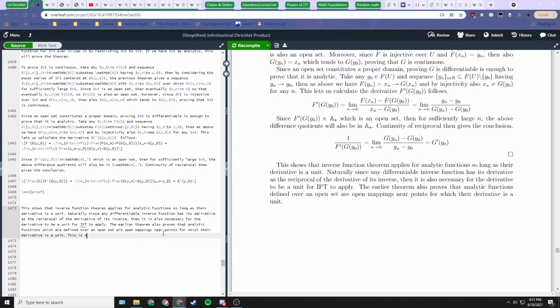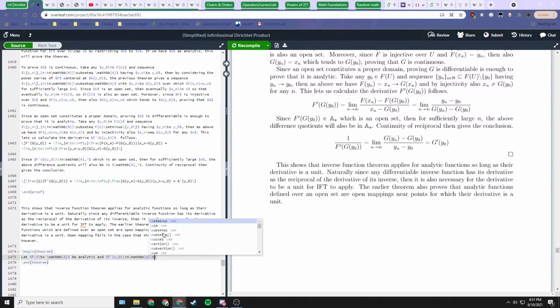This is not true when the derivative is not a unit. Rather, open mapping fails in the case that the derivative is not a unit. However, okay, so the theorem is: let F map S to A be analytic, and F prime at x0 in the set minus A star.